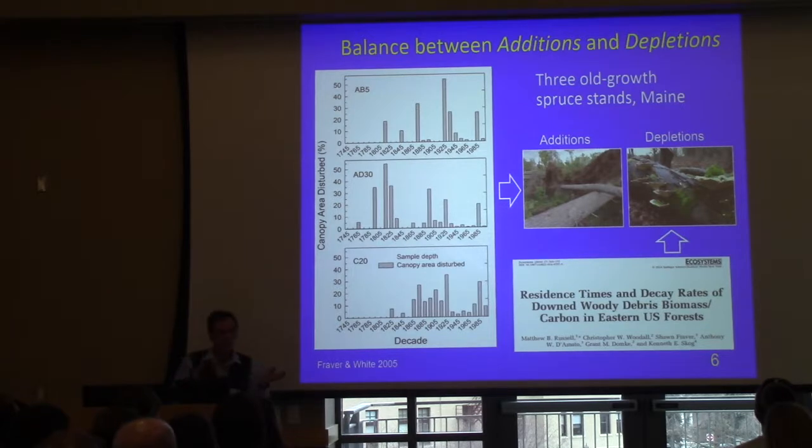Now, some of you folks are probably thinking, didn't we know that? Haven't we known that for a long time? Most of the decay curves for our wood species are actually density reductions. We're much less interested in that. We're interested in mass loss. So Matt Russell and others, using some clever modeling, produced these mass loss equations. So I think you see where I'm going with this. I'm going to combine the additions and depletions.